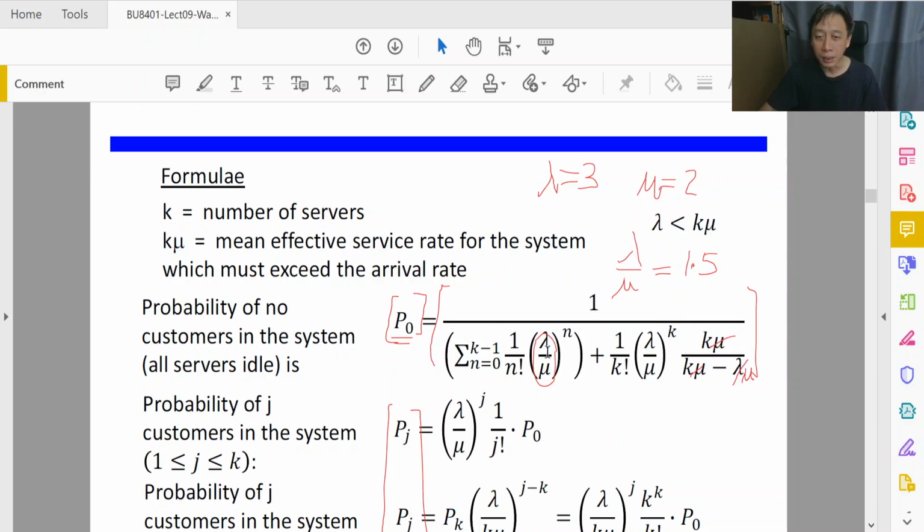So we have this number that is bigger than 1 raised to the power of n divided by n factorial, and then we sum it up. Let's see what we do here. Then we have this again, 1.5 and k over k minus 1.5, and the whole denominator is summed up, and finally we take a reciprocal.